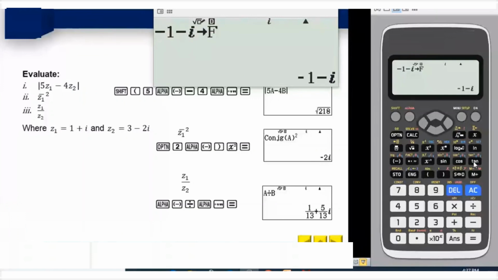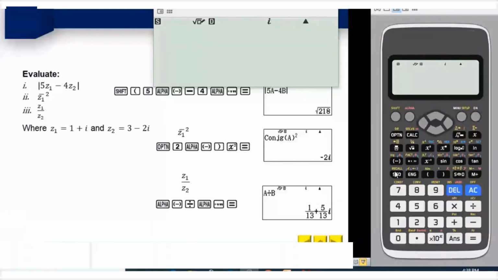Now let's say I wish to recall what I have stored in which variable. So I will clear my screen. I will press shift and I will press STO. When I press shift and STO, look what is written with yellow, recall. So it will recall everything.